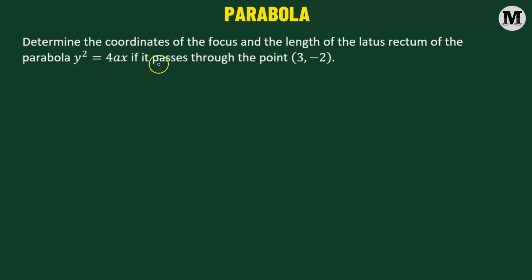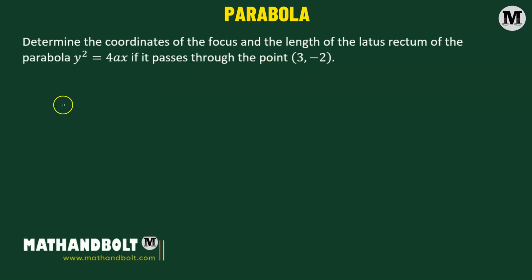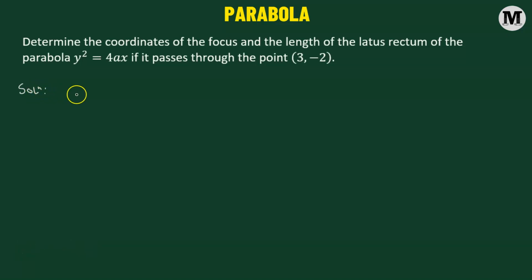So in this problem, we need to determine the coordinates of the focus and the length of the latus rectum of the parabola y squared equals 4ax if it passes through the point (3, -2). Let us begin. Now here we have the equation of the parabola, which is a standard form for this particular parabola. This is a right-facing parabola.